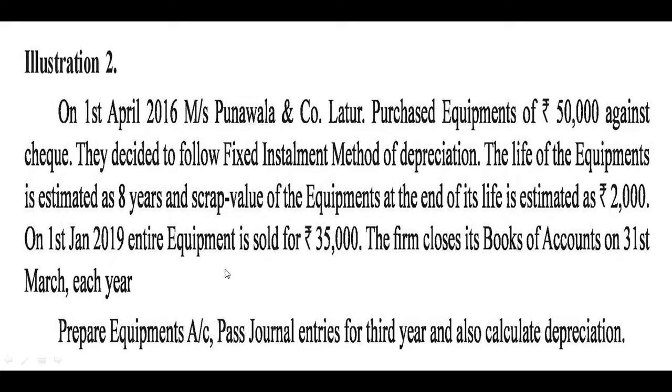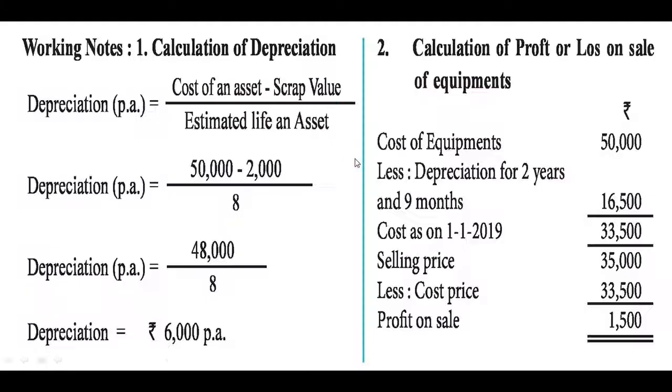Second thing, you have to find out from the question whether the rate of depreciation is given. In this question, rate of depreciation is not given, but then they have given the cost, estimated life, that is 8 years, and scrap value, that is Rs 2,000. So with this information we have to calculate the depreciation. Then we have to give effect for the further information about the equipment sold. First we will see how to calculate the depreciation.